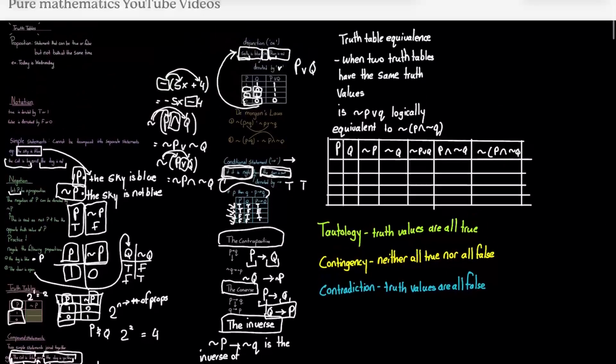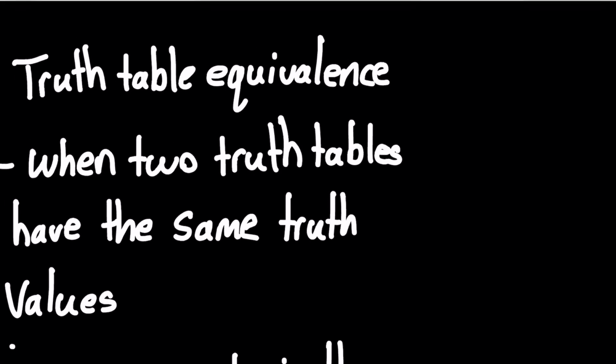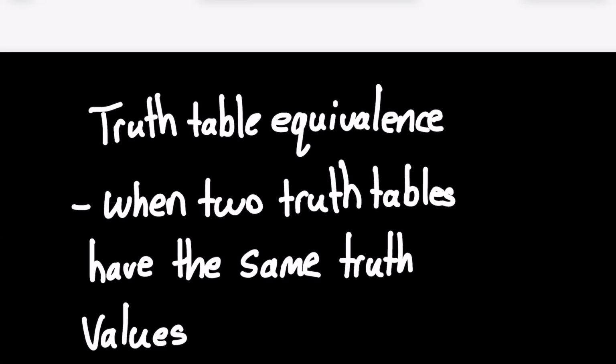So now what we need to talk about is truth table equivalence. So what do I mean by truth table equivalence? Well, we haven't done much with truth tables yet, right? So what do I mean by equivalence? Well, truth table equivalence is just when two truth tables have the same truth values. And I'll explain what I mean soon.